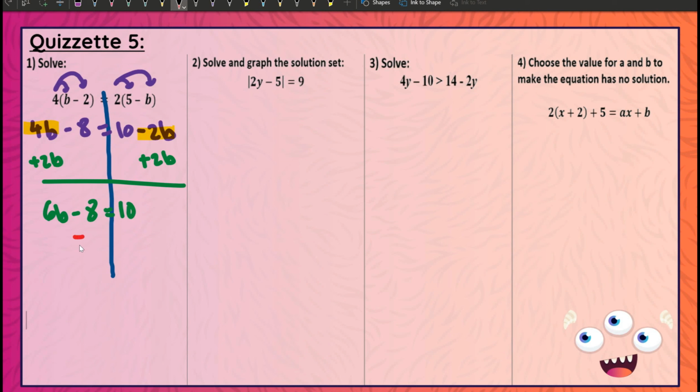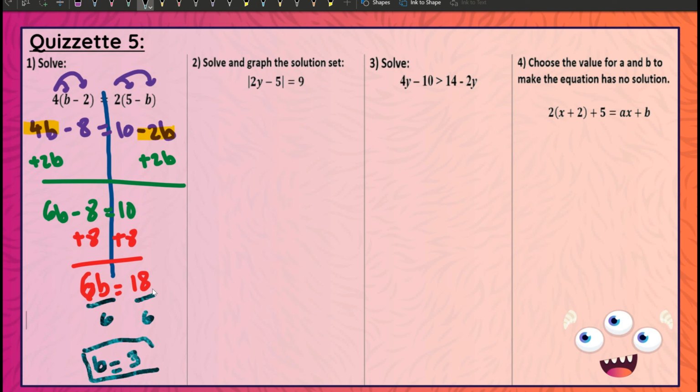Then continue to isolate the b. You're going to add 8 to both sides. That will be 6b equals 18. Continue solving for b. You divide both sides by 6, so b equals 3. Yes, b equals 3. That's it.